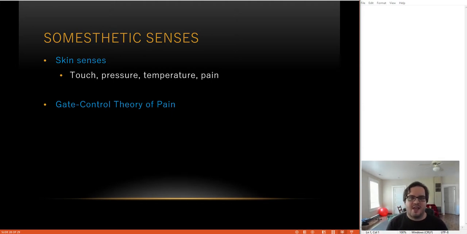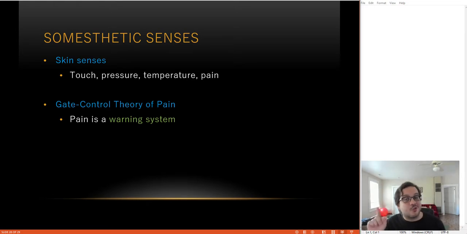All right, then we have pain, and I want to linger on pain for just a second, because pain is something that everyone is going to deal with in their life, and it's important to understand how pain works. I want to go over what's called the gate control theory of pain. The basis of this theory is that pain is a warning system. If something is going wrong with your body, pain is going to put up a red flag and say, hey, you should pay attention to this. It's not certain that something is going wrong, but something may be going wrong, and so you should pay attention to it.